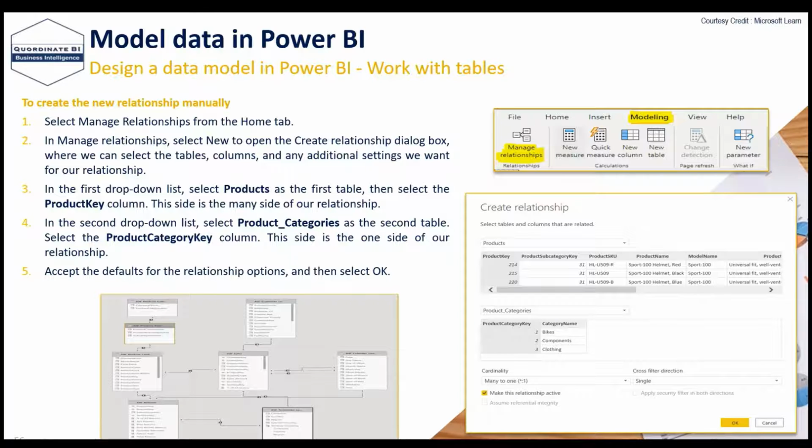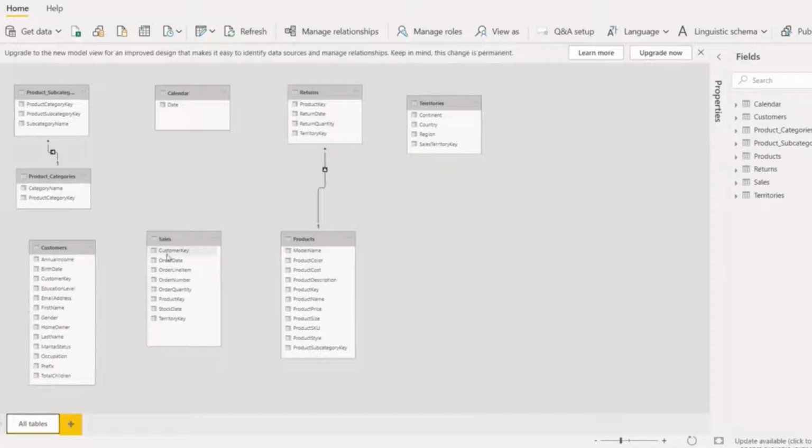Next in line, in designing a data model in Power BI and working with tables, we'll see how to create a new relationship manually. So let's get started. How can we link our customer master table with the sales transaction? Just look out for the primary key in the customer table, which is the customer key. We can call it customer key, customer ID, or customer code. That depends on the terminology we follow, so don't get confused.